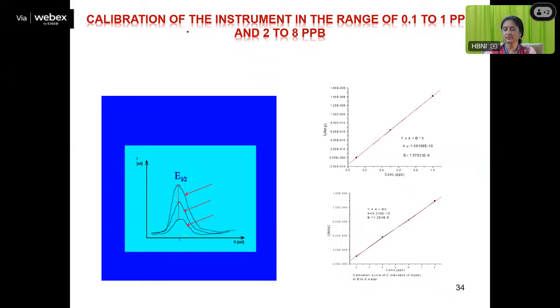Here you can see the calibration curve of 0.1 to 1 ppb, this one, and then 2 to 8 ppb, this one. This is the calibration curve for the system, and then you have to use that for calculating your concentration in the sample.